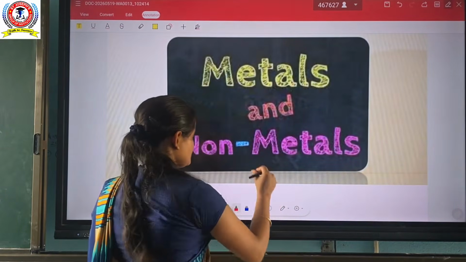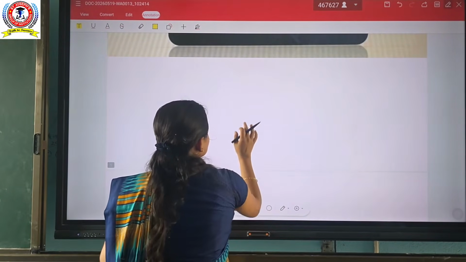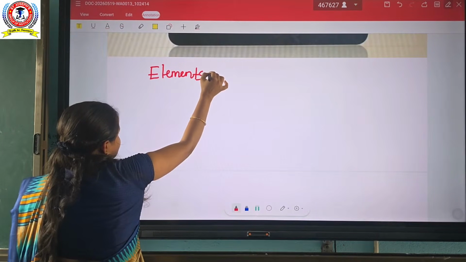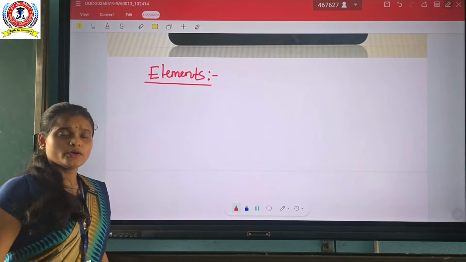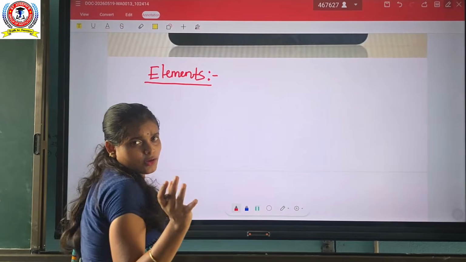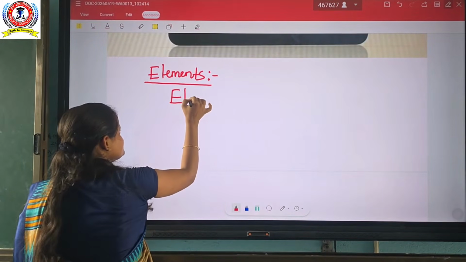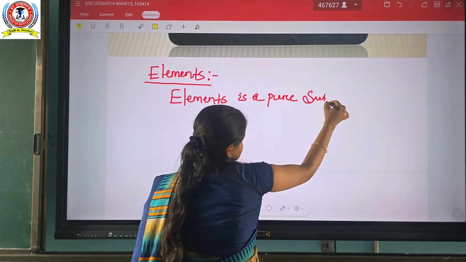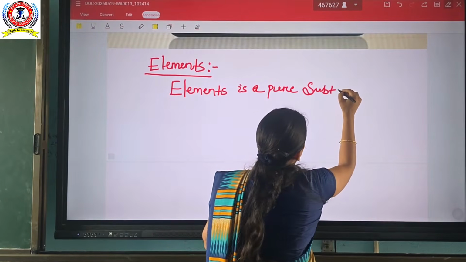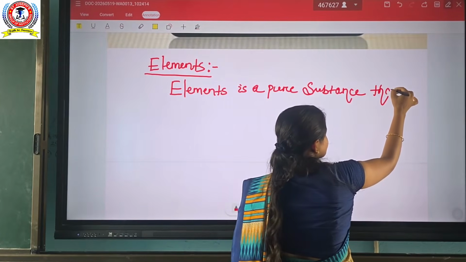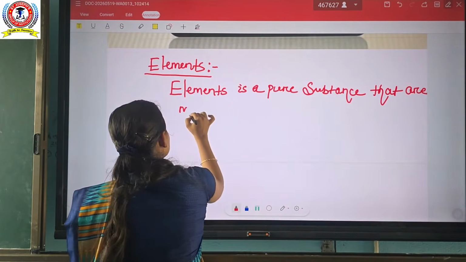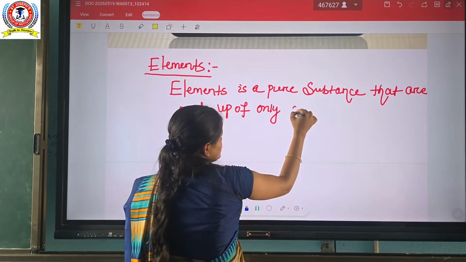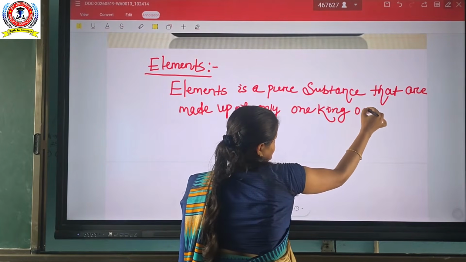Before that, I'll tell something about elements. Okay, first of all, know what you mean by element. So just write here: an element is a pure substance that is made of only one kind of atom, only one kind of atom.